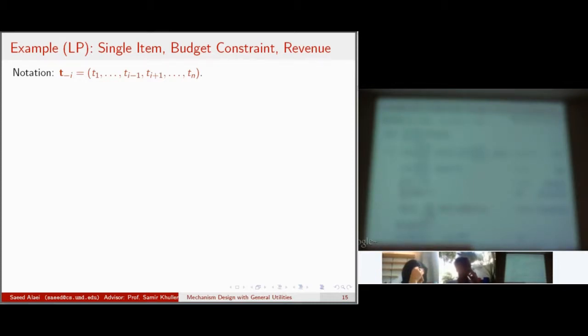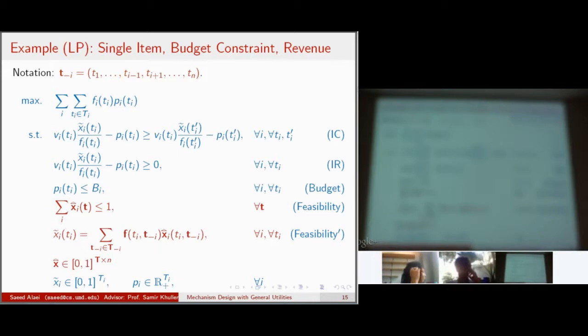Okay, so let's say we have a single item and we have budget constraint agents, and we want to design a mechanism that maximizes revenue. So here is a linear program that basically computes the mechanism for us. We are not going to actually use this linear program. It's just for the sake of explaining how things can be done.